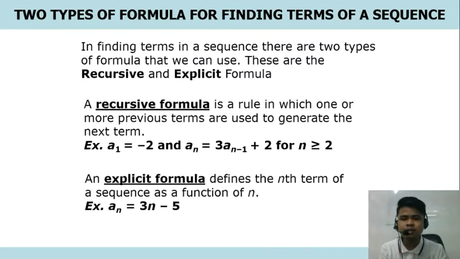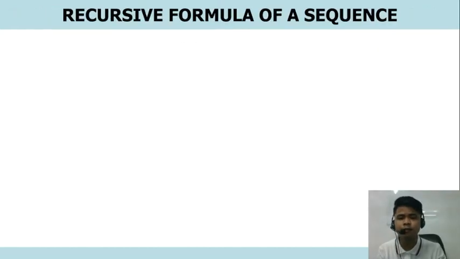While in the explicit formula, it is just like a normal formula na kadalasan nating ginagamit. Okay, for example, A sub n is equal to 3n minus 5. It is just like a common formula na kadalasan nating ginagamit. Okay, later on, you will understand the differences of recursive formula and explicit formula in terms of generating the terms of a sequence. Okay, let's start with recursive formula of a sequence.